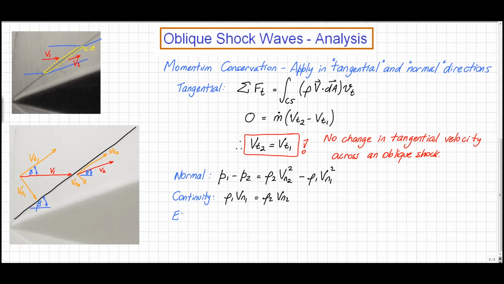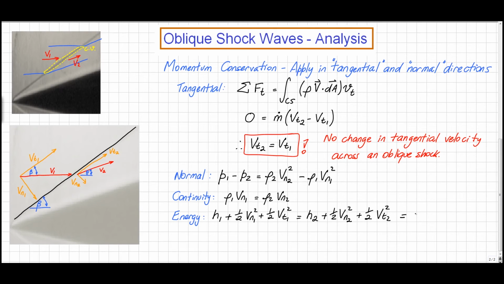And then we can also write down an energy equation. So we've got the flow coming in with some static enthalpy, let's say it's H1, and then it's got some kinetic energy, or specific kinetic energy, and it's got two components to that. So it's going to be a half Vn1 squared plus a half Vt1 squared. And that must equal what's coming out. So we've got some static enthalpy again, H2, and some specific kinetic energy, a half Vn2 squared plus a half Vt2 squared.